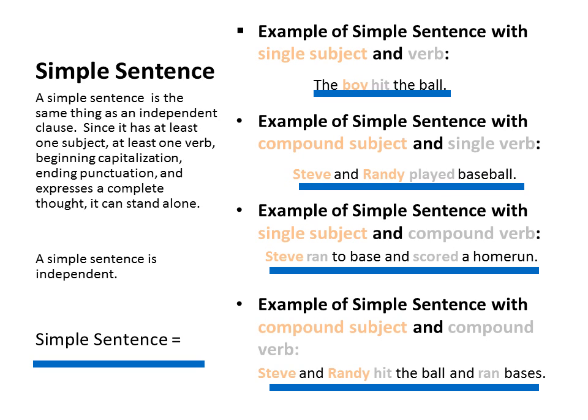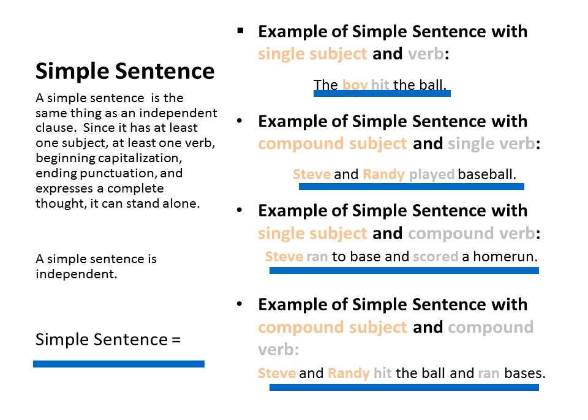A simple sentence is the same thing as an independent clause. Since it has at least one subject, at least one verb, beginning capitalization, and ending punctuation, and expresses a complete thought, it can stand alone. A simple sentence is independent. You'll notice here that a simple sentence is going to be represented by the same solid blue line as an independent clause. Simple sentences are independent clauses.